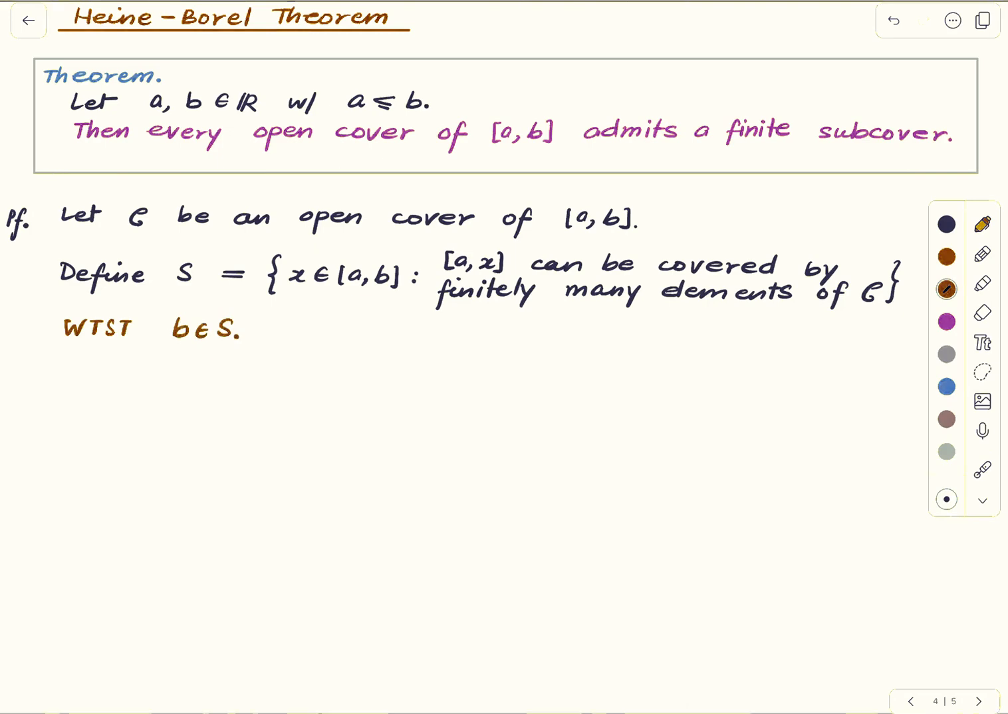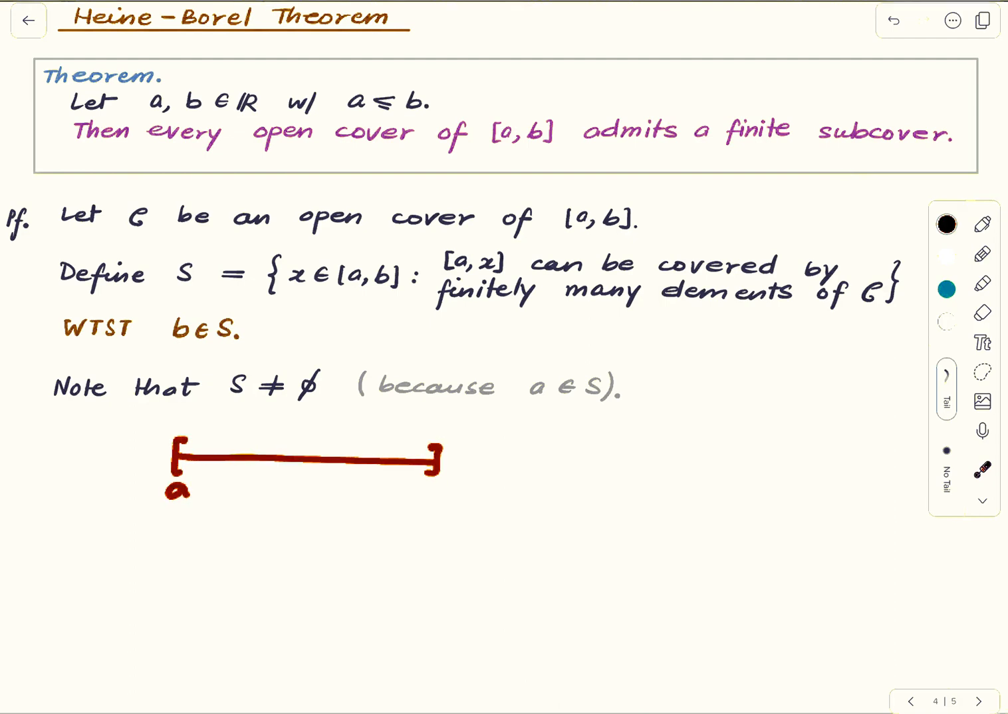All right. So first note that S is non-empty. S is non-empty because a is in S. Now, why is a in S? Let me not write anything. Let me just explain. We have this closed interval [a,a]. Saying that a is in S is the same as saying that this closed interval is covered by finitely many elements of C, which is to say that the singleton is covered by finitely many elements of C, because this closed interval is precisely the singleton.